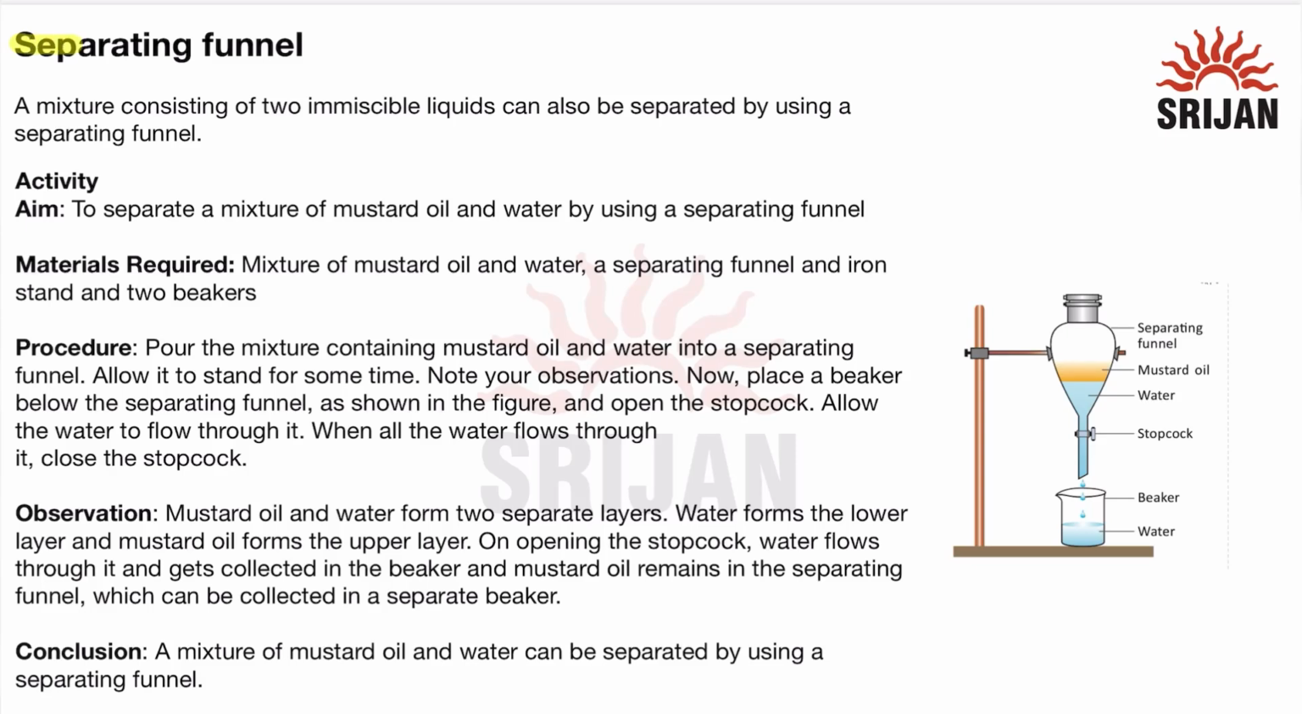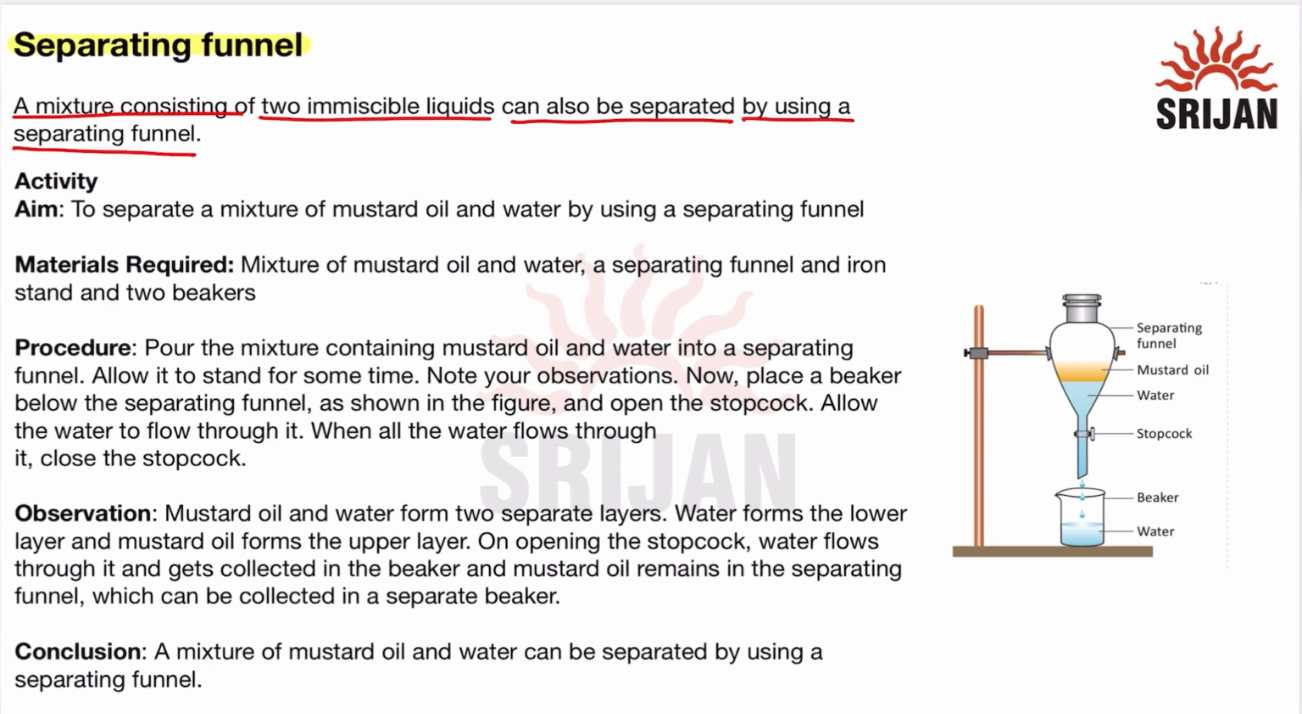The next method is separating funnel. Now, a mixture consisting of two immiscible liquids. Immiscible means the liquids which do not mix with each other. They can also be separated by using a separating funnel. Now, let us understand this through an activity.